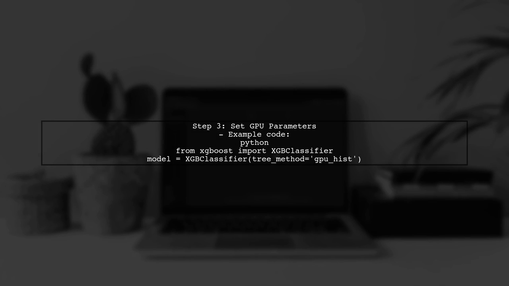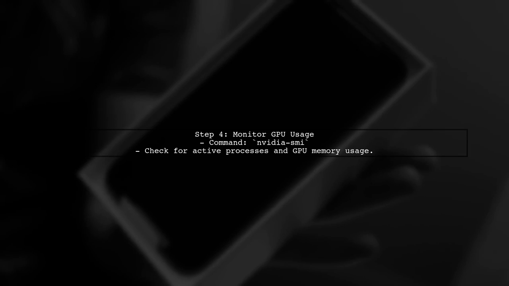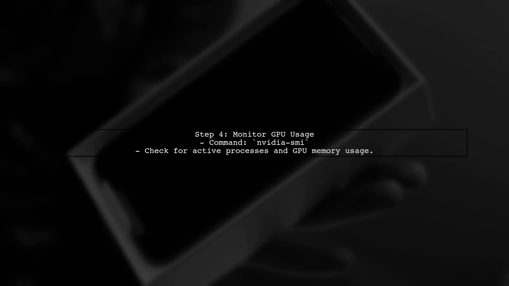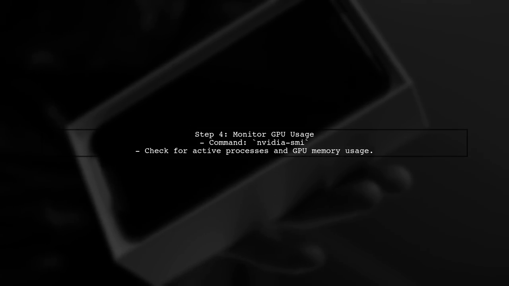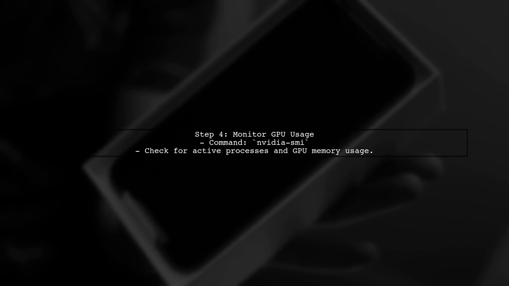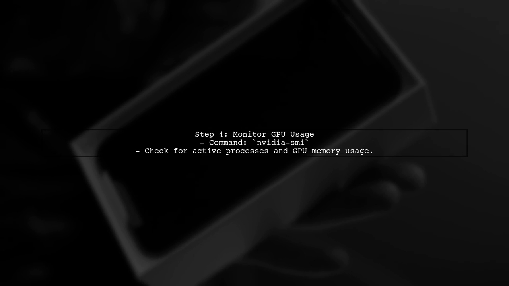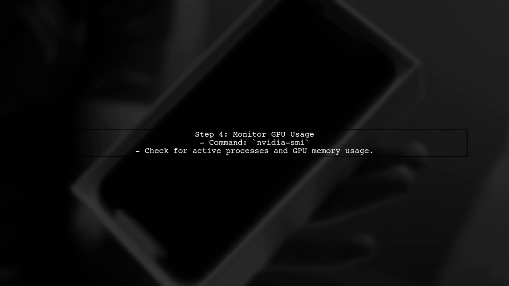Now, when using the Scikit-Learn API, you need to specify the use of the GPU explicitly. This can be done by setting the tree method parameter to GPU hist. Finally, after making these adjustments, run your model and monitor the GPU usage. You can use tools like NVIDIA-SMI to check if the GPU is being utilized during training.